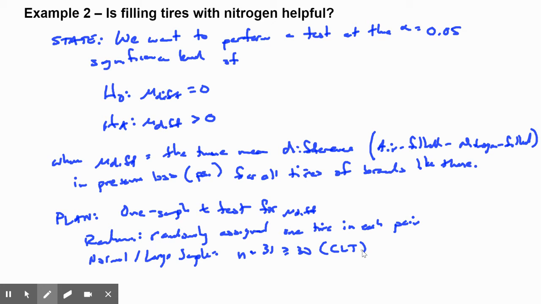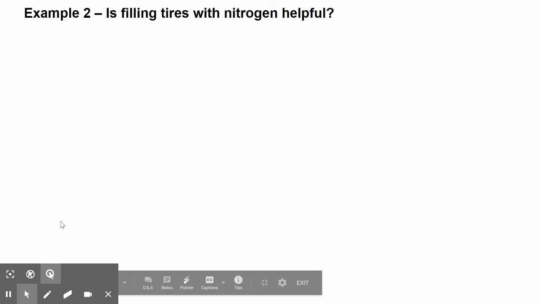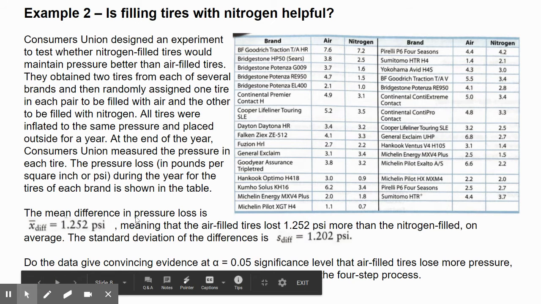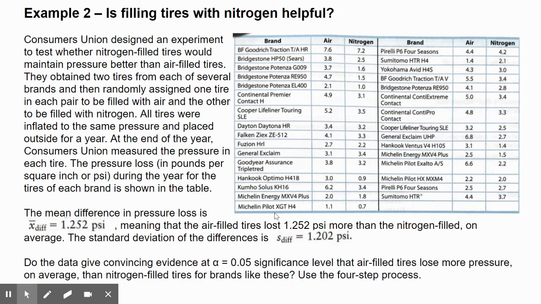Okay, now I know it did give the dot plot, right? But go through your progressions: normal, sample size, and then dot plot. All right, so I'm going to erase this. Let's do the do now. So let's go back and look at the problem real fast. Yep. Okay, so again, we need to use x bar 1.252. We're going to use s diff 1.202, and then our n value, or n diff, is 31. And that'll be the numbers we use to find our t test statistic.